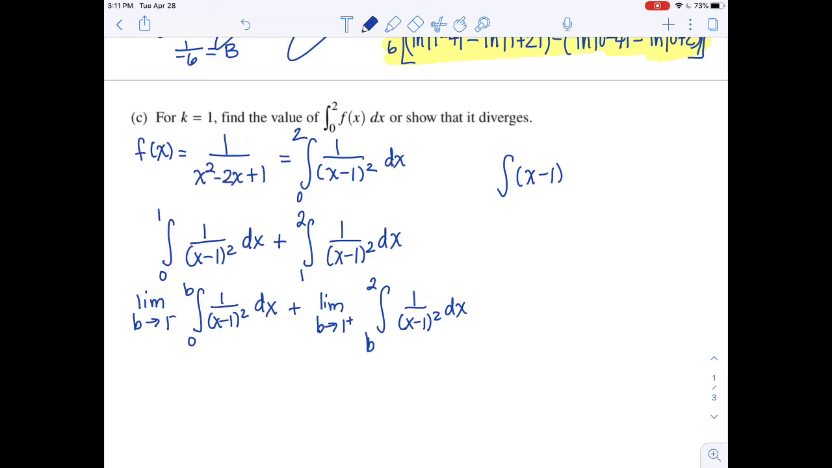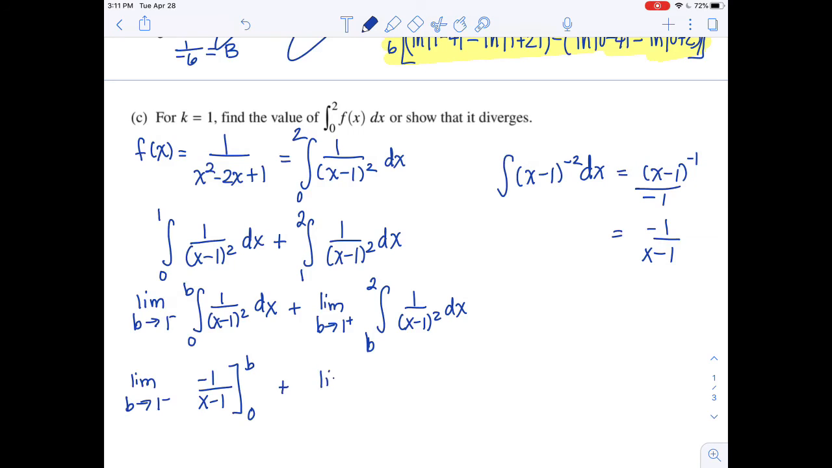Okay, so now as I go on further, as I integrate, I'm going to think of this as (x minus 1) raised to the negative 2 dx. Think of u substitution type stuff. This is going to integrate to be (x minus 1) to the negative 1 over negative 1, which is really the same thing as negative 1 over (x minus 1). So I'm going to sub that back in. Still doing the limit, so limit as b approaches 1 from the left, it's negative 1 over (x minus 1), evaluated from 0 to b. Limit as b goes to 1 from the right, this is still negative 1 over (x minus 1), evaluated from b to 2.